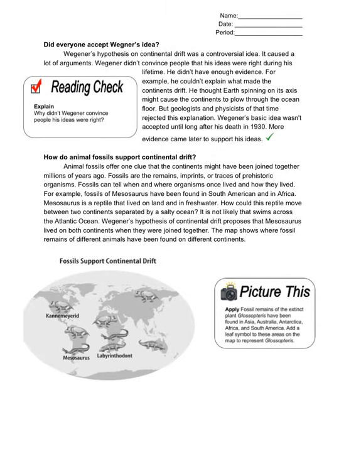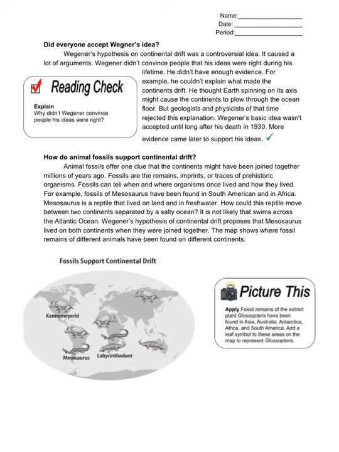Did everyone accept Wegener's idea? Wegener's hypothesis on continental drift was a controversial idea. Controversial basically means that there are two sides of it and people don't believe you. Some people say, yes, it did happen, and some people say, no, it didn't happen. It caused a lot of arguments.